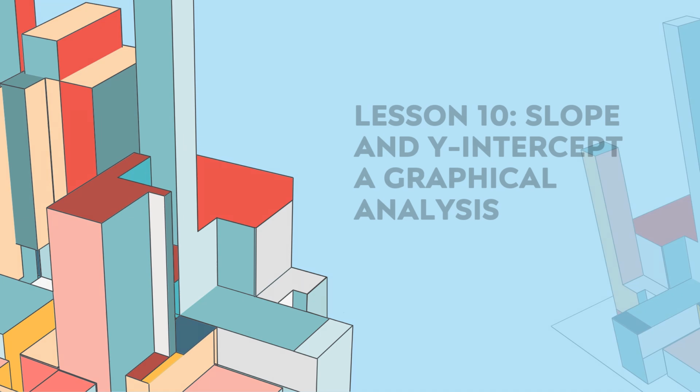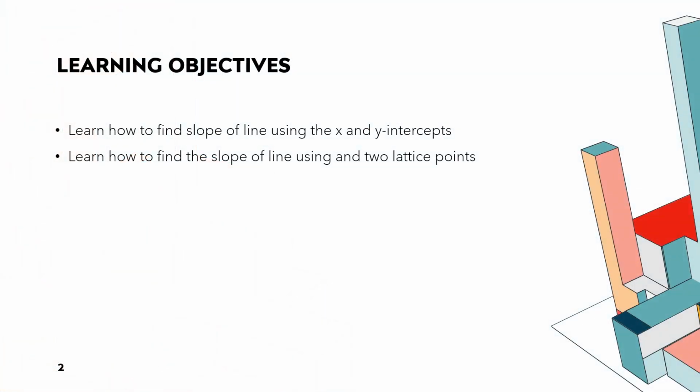We've got two learning objectives. First, we're going to learn how to find slope using the x and y intercepts. Next, we're going to learn how to find the slope of a line using two lattice points. And I'll tell you about lattice points in just a few minutes.